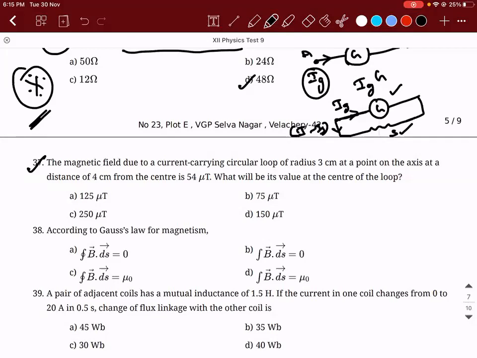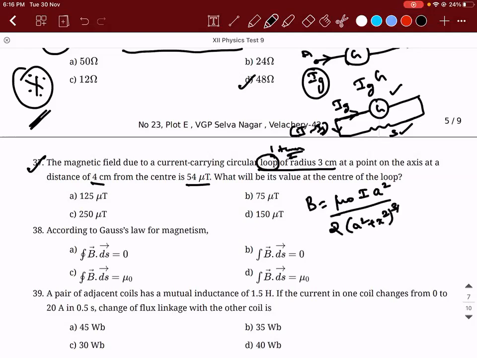The magnetic field due to a current carrying circular loop of radius 3 centimeter at a point on the axis at a distance of 4 centimeters from the center is 54 microtesla. What will be its value at the center of the loop? So what is the formula for the magnetic field on the axis? Mu naught, circular current carrying loop. Loop means one turn. Coil means more than one turn. So mu naught I a square divided by 2 into a square plus x square the whole power 3 by 2, where a is the radius 3 centimeter and x is this distance 4 centimeter.